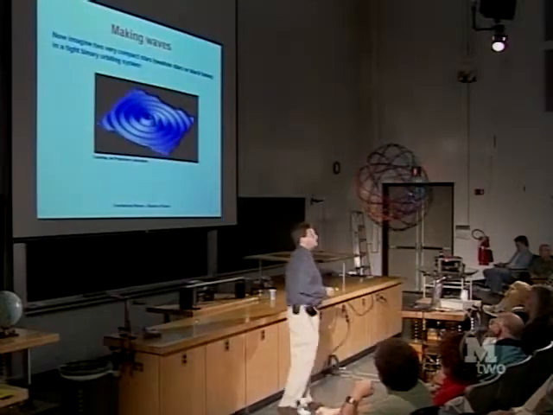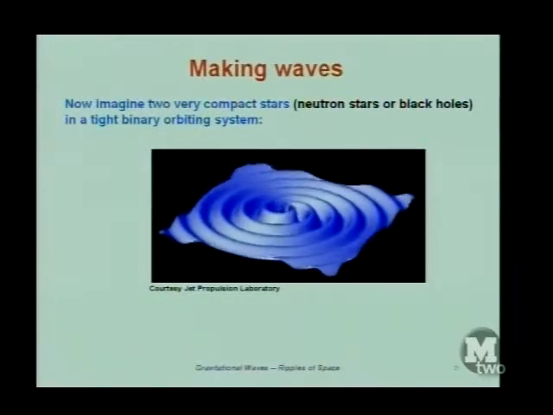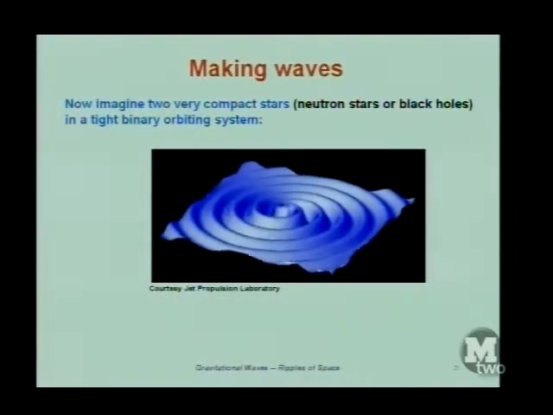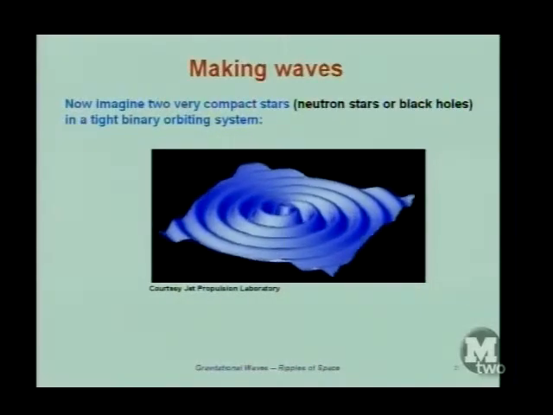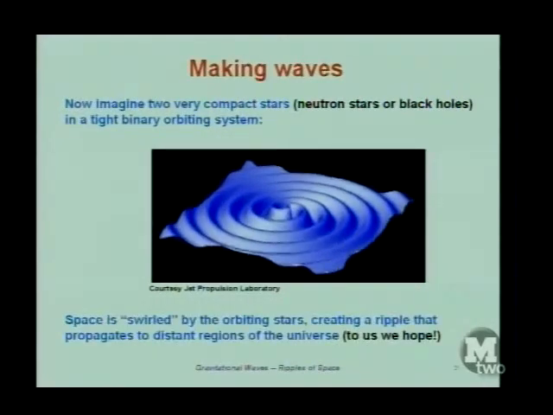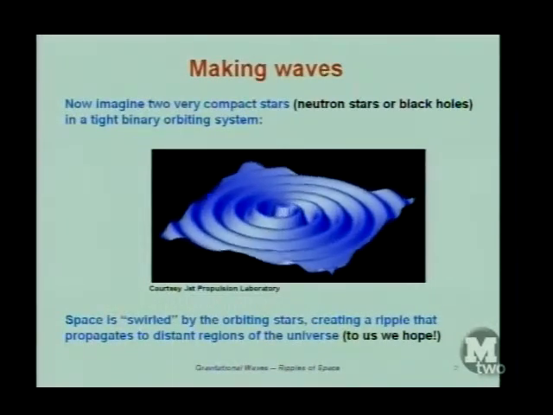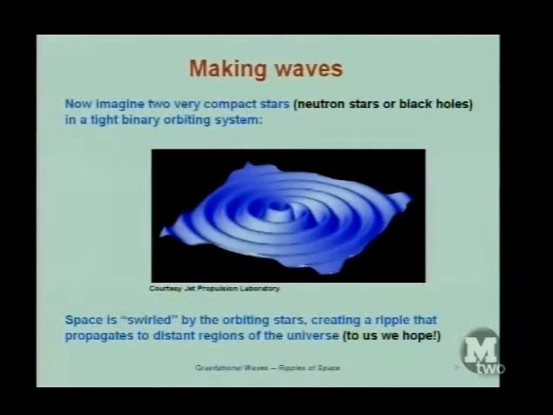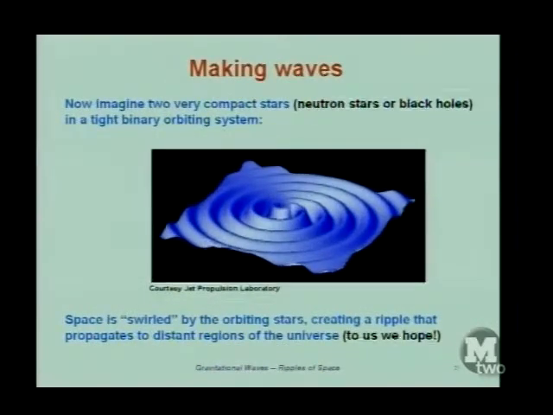Okay, now let's imagine we have two very compact stars, for example, black holes or neutron stars, that are orbiting each other very rapidly. They're very close to each other. They are going to swirl space. They're going to create ripples in space that will propagate just like those ripples on a pond will propagate. And if we're lucky, those ripples will propagate to our part of the universe, and those waves will be strong enough that we can detect them.